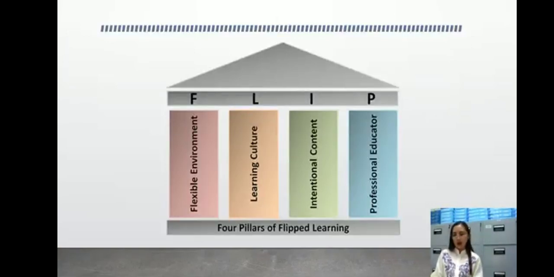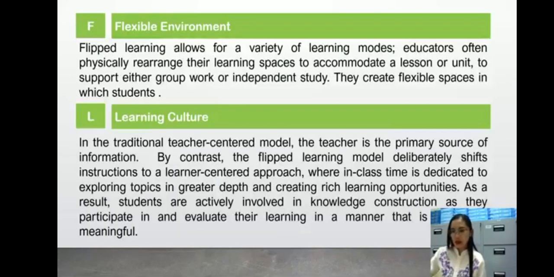So what are the four pillars of flipped learning? We have first, the flexible environment. Okay. So there are two types of flexibility rather. First, teachers must create a flexible space of when and where students will choose to learn. Okay? So, second, the teachers must be flexible when it comes to the timeline of learning, how long it takes the students to learn, and how they will be assessed. So there has to be a timeline.